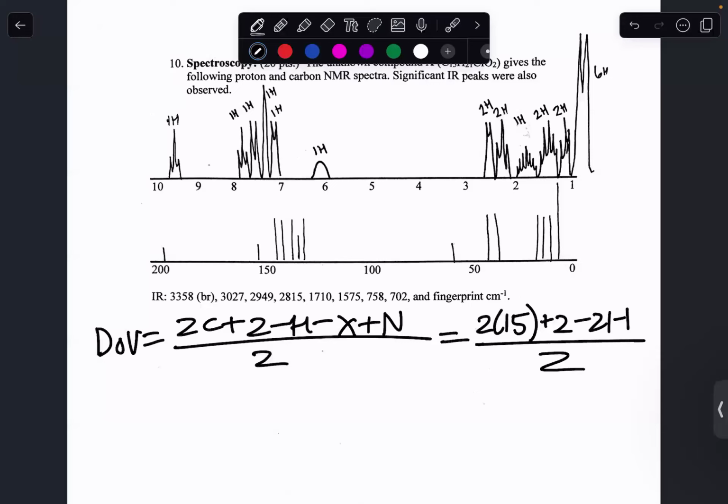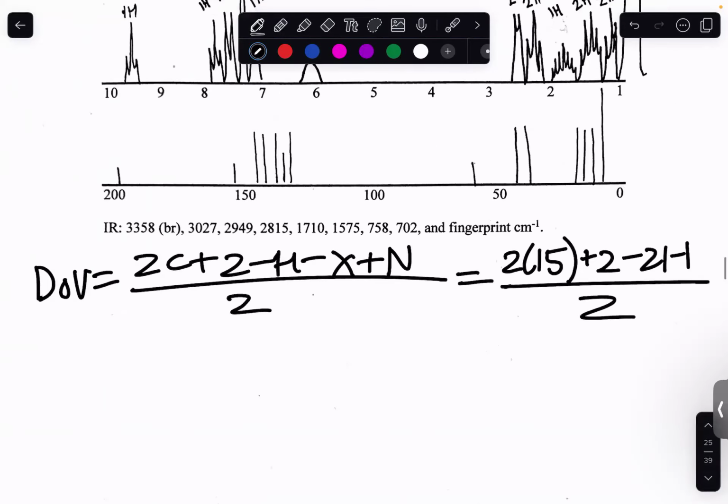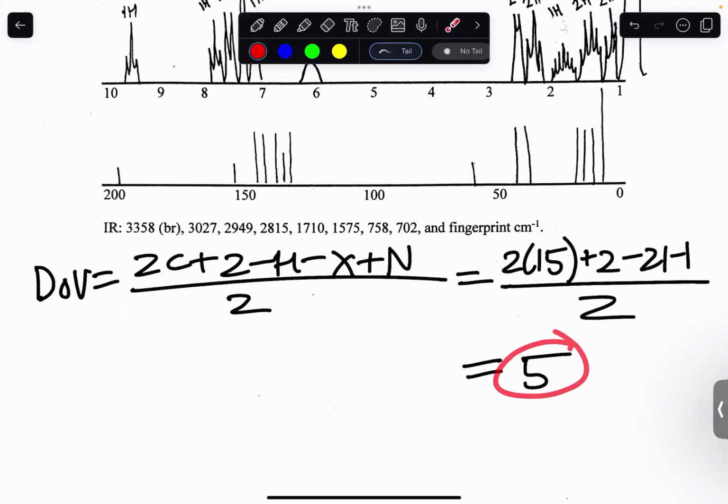2 times 15 is 30. 30 plus 2 is 32. 32 minus 21 is, oh shoot, math. 14. Wait. 32. That's 9 plus 2. That's 11. 11 minus 1. Okay, 10. 5? Did you guys get 5? Oh my gosh. This is going to be so embarrassing if I get this wrong. Okay, 30, 32, 21, 11. Okay, yeah, it should be 5.